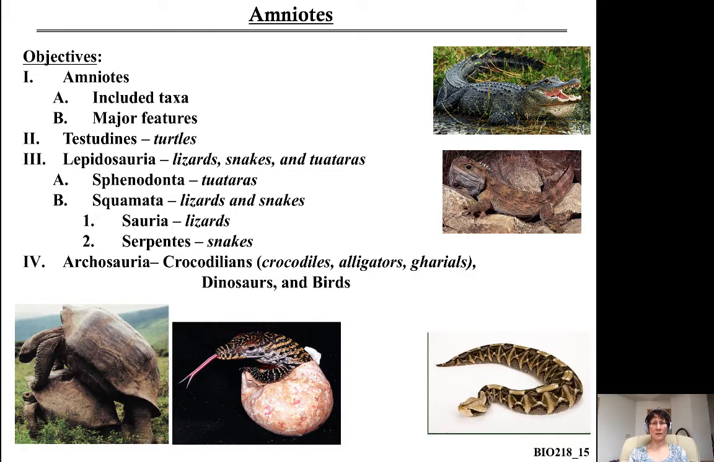We are now going to start covering the Amniota. That's going to include all kinds of familiar taxa like crocodilians and snakes and lizards and turtles and a few other things that maybe you're not familiar with. So we'll talk about the group and the major evolutionary innovations that they exhibit. And then we'll talk about some of the major groups within the Amniota. So we'll talk about turtles, we'll talk about lizards and snakes and tuataras. We'll talk about crocodilians, and later on we'll cover birds and mammals. So let's dive in.